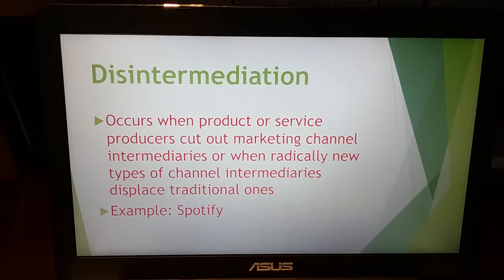Okay, disintermediation is a new idea. It's when you cut out the marketing channel and sell directly to the consumer. So Spotify, for example, would be an example of disintermediation. They basically cut out the middleman.